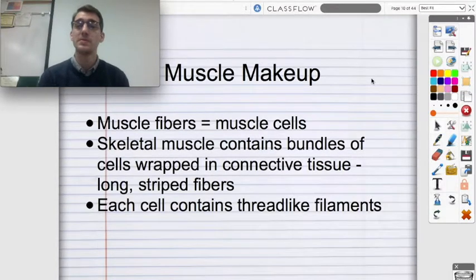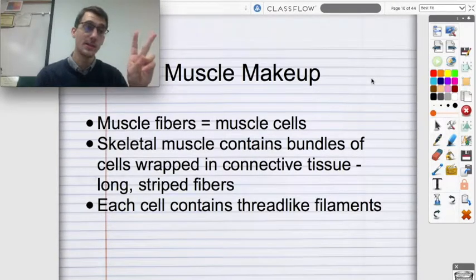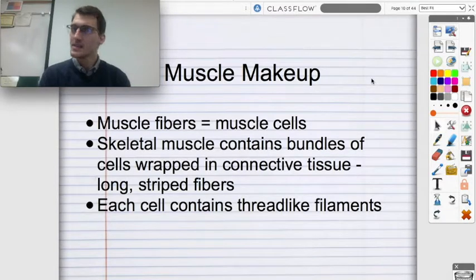Okay, in other types of tissue, like say connective tissue, your cells and your fibers are 2 separate things. Your fibers are non-living and your cells are obviously living. But that's not the case here. The cells are the fibers in this case, so I don't want us to get that mixed up. Skeletal muscle contains bundles of cells wrapped in connective tissue, and those cells are long striped fibers.